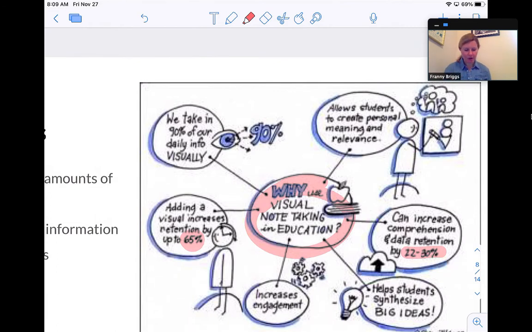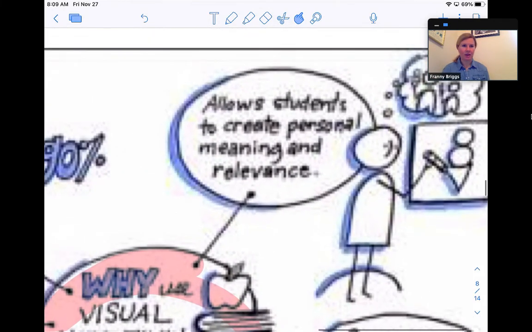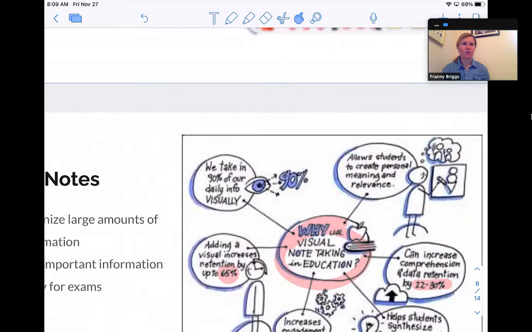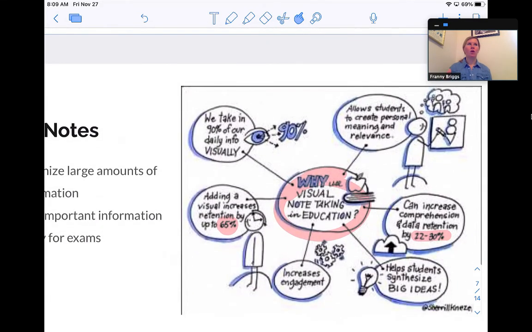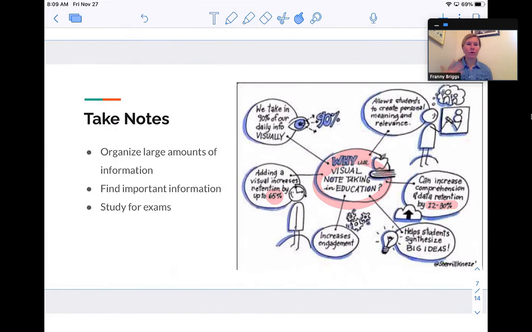It also allows the students to create personal meaning and relevance. So it allows them to think, okay, what's the best way for me to remember this information? It gives them a little bit of autonomy, a little bit of control over their learning. And so what we're doing by using graphic organizers and teaching students how to use them is we're essentially helping them figure out how they learn.